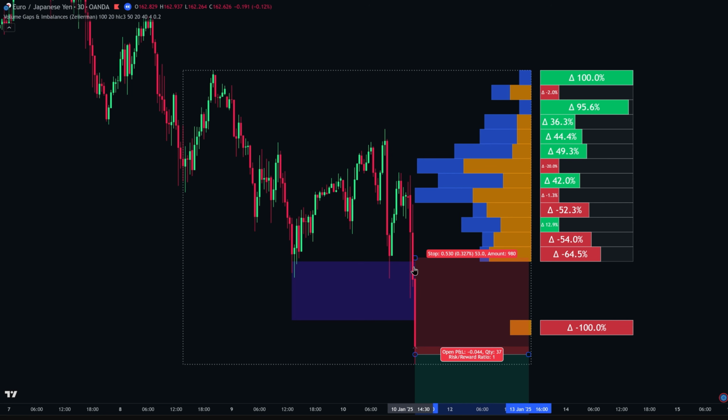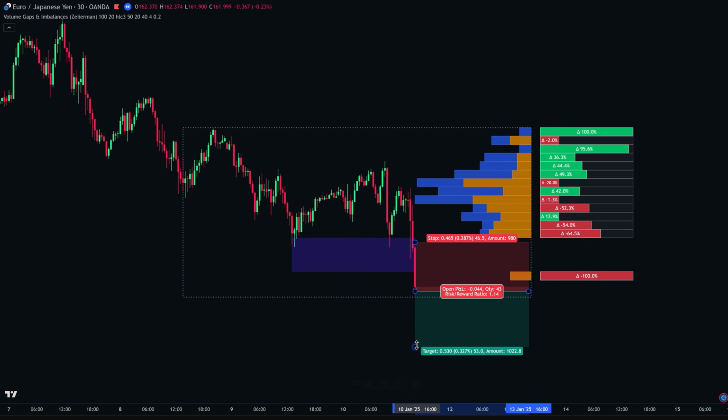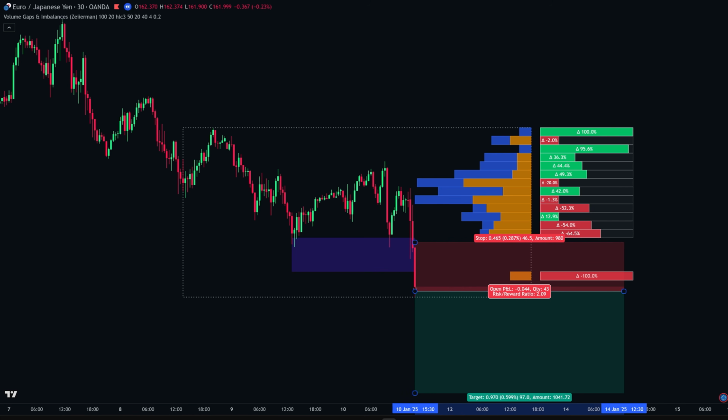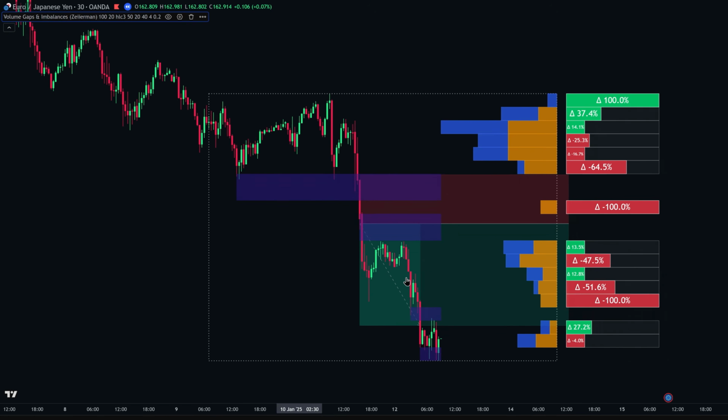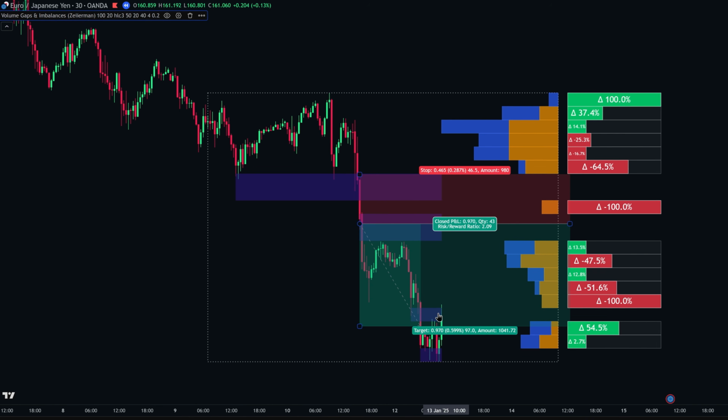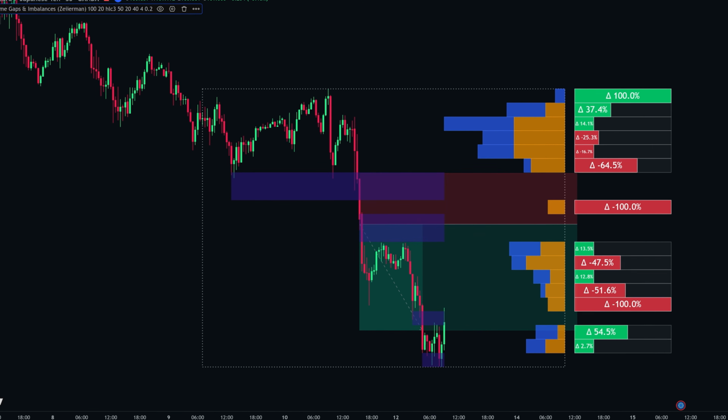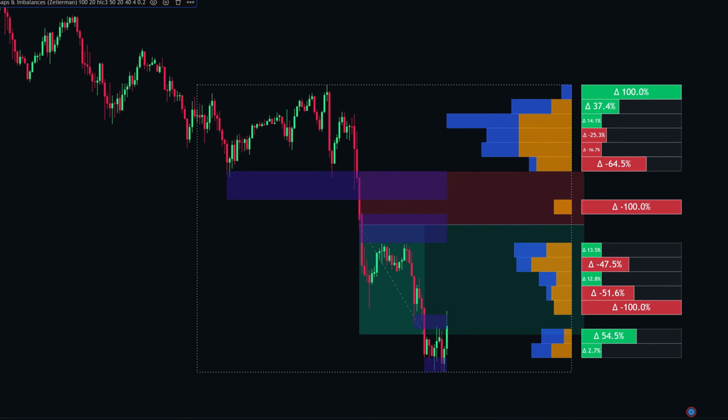We place our stop loss at the inefficiency gap over here, and then we can target a 1-to-2 risk-to-reward ratio for this trade. And if you allow this trade to play out, you can see that the trade hits our profit target over here. And that's how you can trade effectively using the Volume Gaps and Imbalances indicator by Zierman.